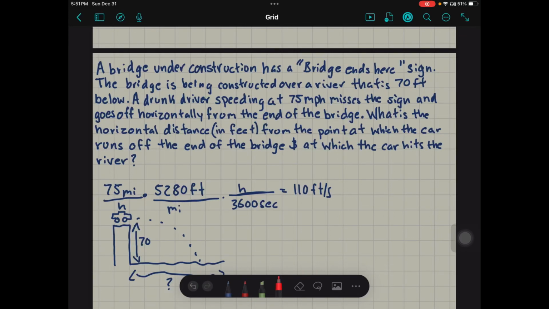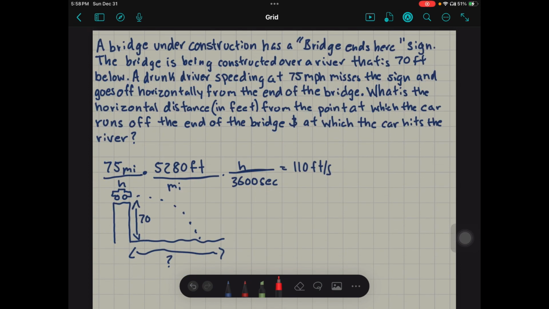A bridge under construction has a "bridge ends here" sign. The bridge is constructed over a river that is 70 feet below. A drunk driver speeding at 75 miles per hour misses the sign and goes off horizontally from the end of the bridge. What is the horizontal distance in feet from the point at which the car runs off the end of the bridge and at which the car hits the river?